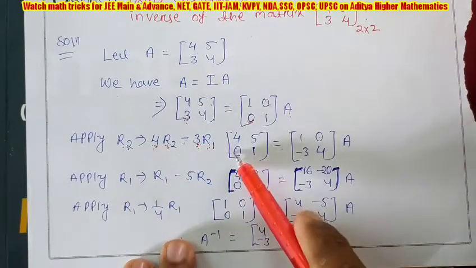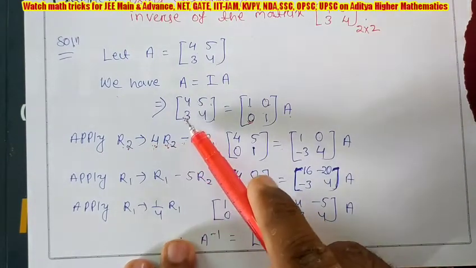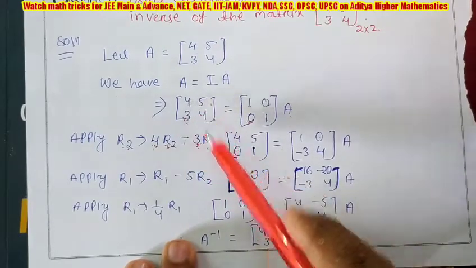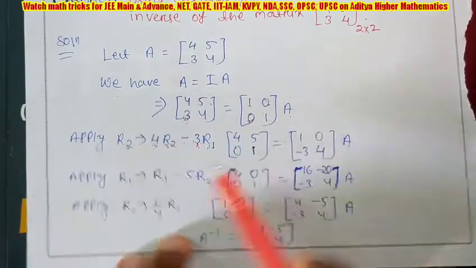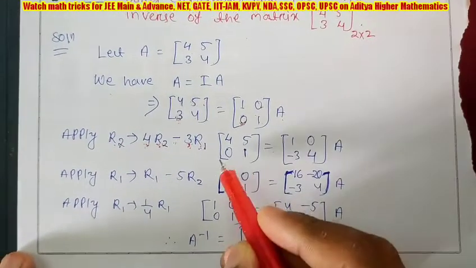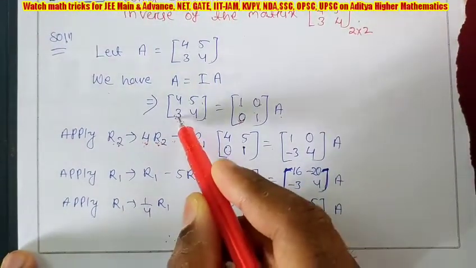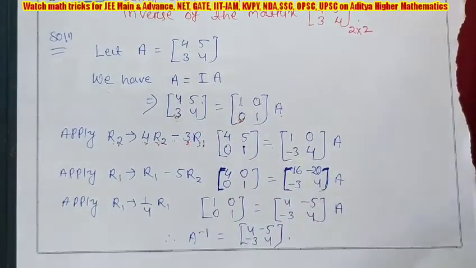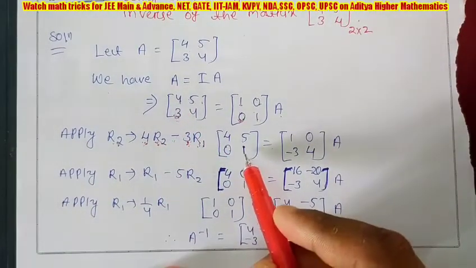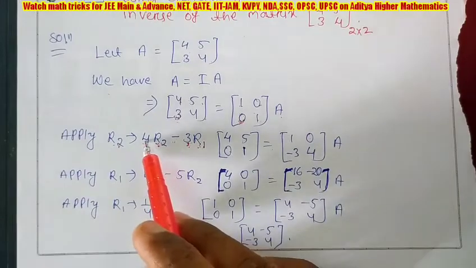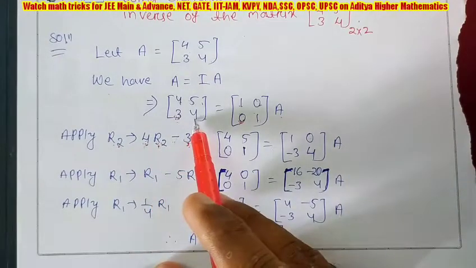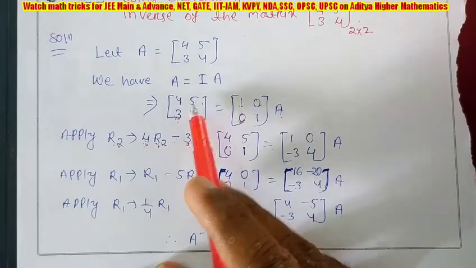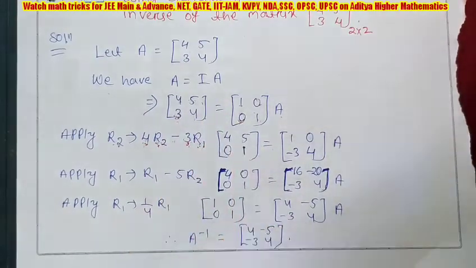First we will evaluate this element. 4 multiplication 3, 12. Minus 3 into its corresponding element, which is 4. 3 into 4 is 12. 12 minus 12, 0. So when evaluating this, in R2 you take 3 and in R1 you take 4, its corresponding element, and evaluate. Next, how to get 1? 4 multiplication R2. The R2 element is 4. 4 into 4, 16. 3 into R1, what is its corresponding element? 5. So 16 minus 15 is 1.